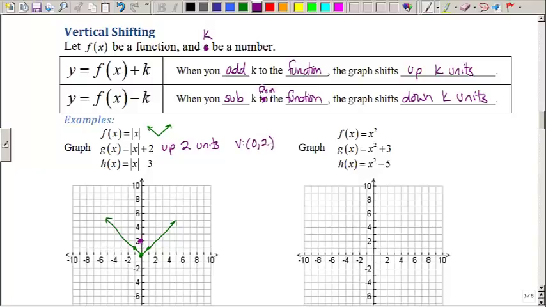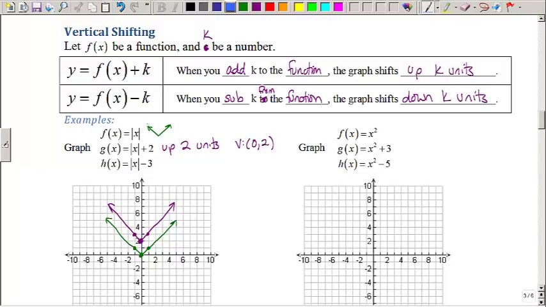From that new vertex, to get my other points, I'm going to go right one, up one, and left one, up one, because that would also shift up these points 2 units. Connect your lines to create another v-shaped function, and the purple function does look like it's the green function, only shifted up 2 units. The third function, h of x, equals the absolute value of x minus 3.